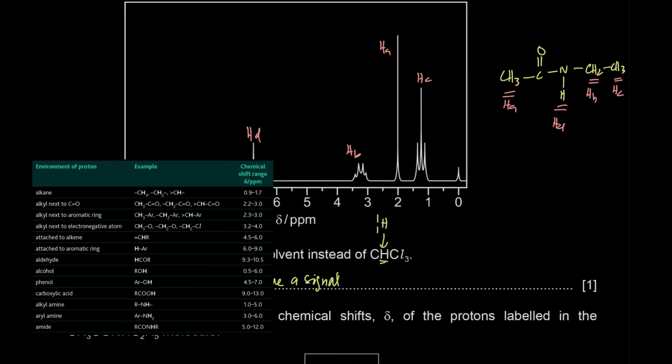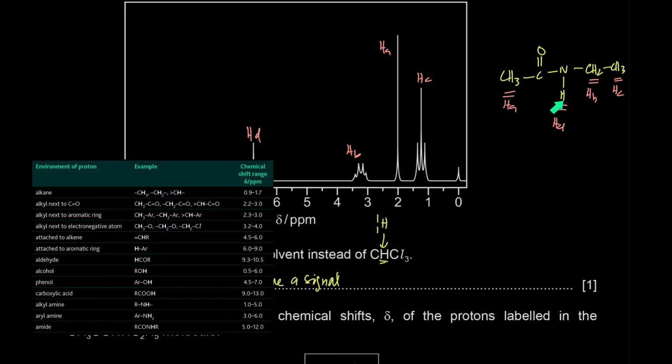Even if you weren't sure about this, you can easily deduce the other 3. You know that if you have a triplet and a quartet, it will be these 2. This is the alkyl group clearly, and it's going to be a triplet. And this is a quartet, definitely bonded to the nitrogen, bonded to an electronegative atom. So it's around 3.2 or 3.3. We were able to deduce this, and then you have 2 singlets left, either this one or this one.